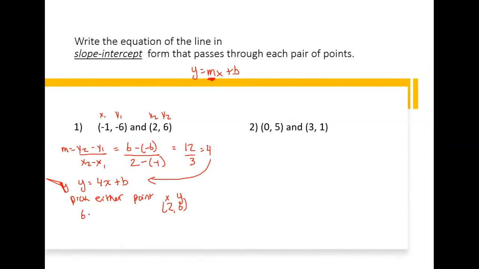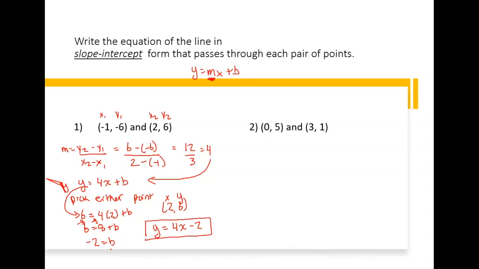So my y is now 6. My x is 2. So remember, I'm just taking this equation and putting my values in to solve for b. 6 equals 8 plus b. Subtract 8 from both sides. 6 take away 8 is -2 is equal to b. So I have an equation of 4x minus 2. So that's my equation of a line.